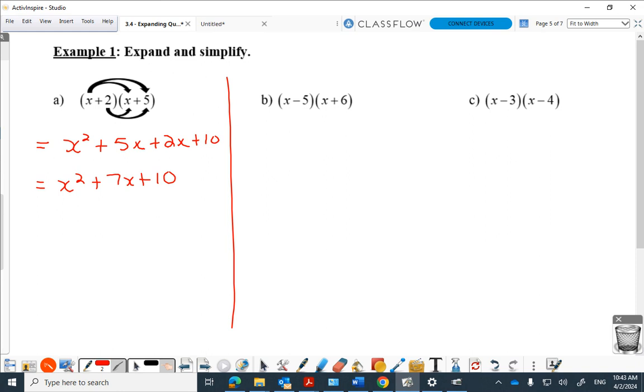All right, what can go wrong here? Negatives, as always. It's always negatives that mess you up here. So very carefully, through all the steps here. X times X, that's the first terms. That's what F stands for in FOIL. And here, no harder than the previous one. X squared. Then the outside terms, the X and the 6, I get plus 6x.